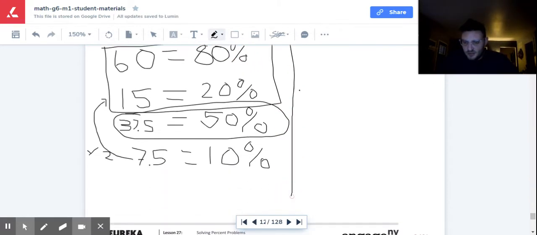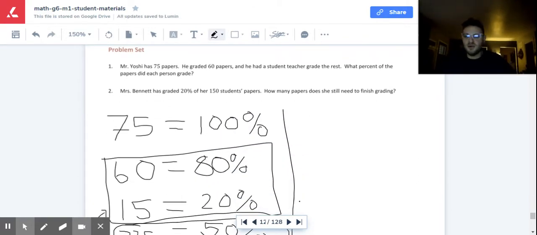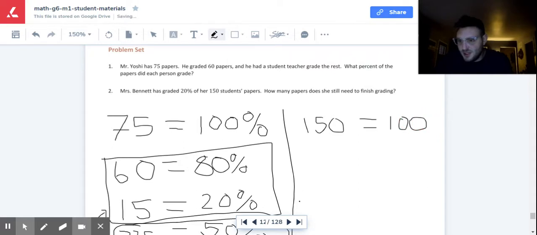All right, more paper problems here. Mrs. Bennett graded 20% of her 150 students' papers. How many papers does she still need to finish grading? So she has 150 papers total, which is equal to 100%. Now, this one's much easier because it's working with a number we can easily get to. She did 20% of it. So how many papers did she grade? And then the real question was, how many does she have left?